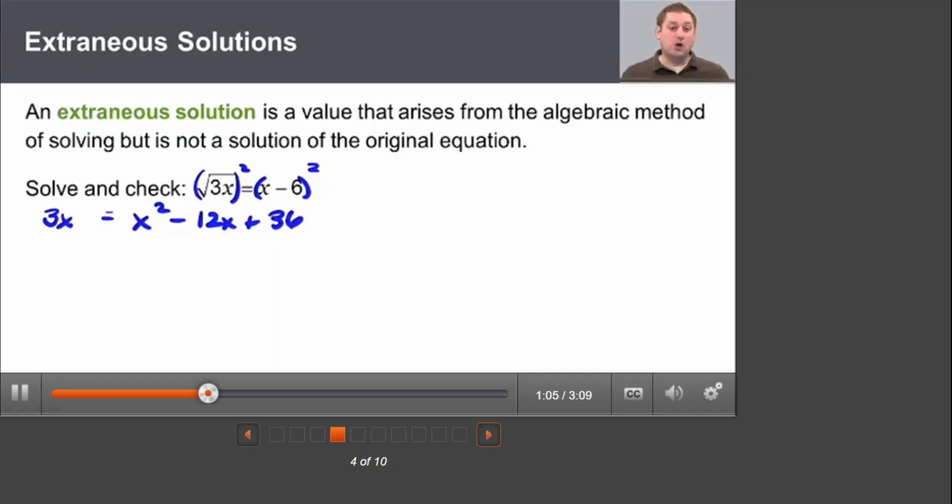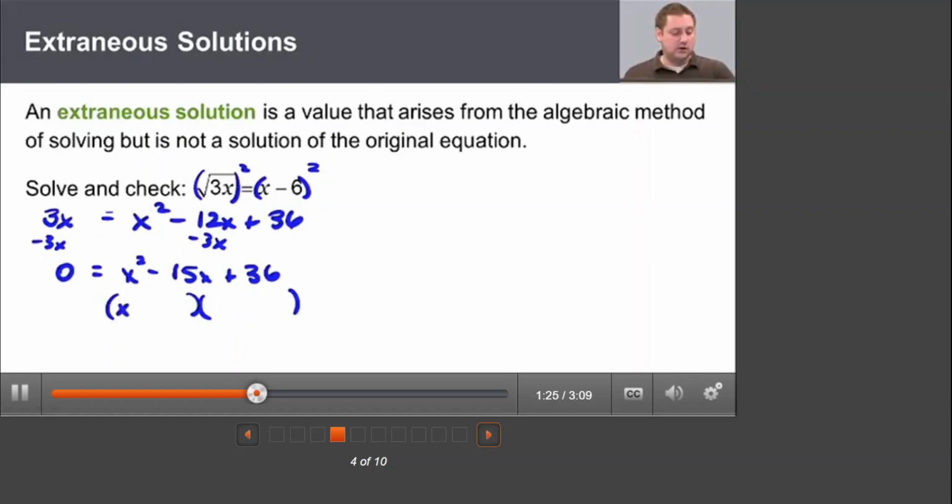Seeing that I'm dealing with a quadratic, I'm going to go ahead and subtract 3x from both sides to get the left side equal to 0. And the right side, I'll have x squared minus 15x plus 36. Now, this expression is factorable, so I'm going to solve using the zero product property. Factors of positive 36 that add to negative 15 are negative 12 and negative 3. Using the zero product property, I'm going to set each factor equal to 0.